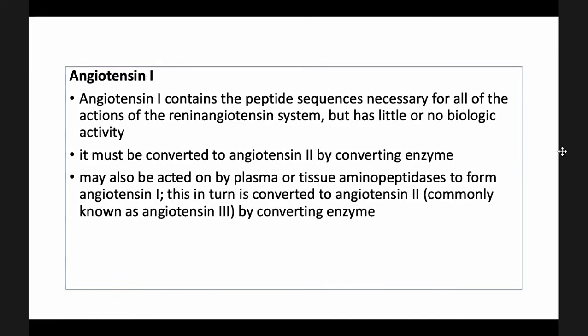Angiotensin I contains the peptide sequences necessary for the actions of the renin-angiotensin system, but has little or no biologic activity. So it must be converted to angiotensin II by the converting enzyme. It may also be acted on by plasma or tissue aminopeptidases to form angiotensin II. So this is in turn converted to angiotensin II by the converting enzyme.